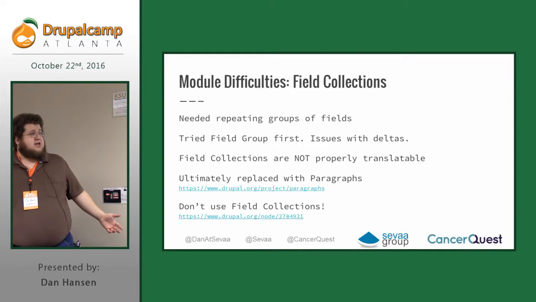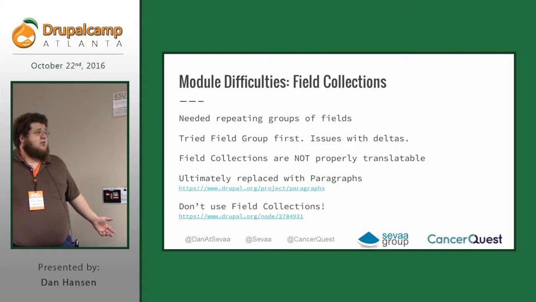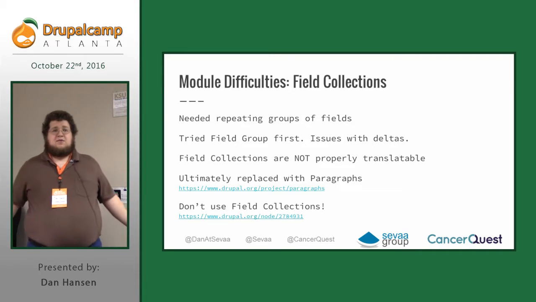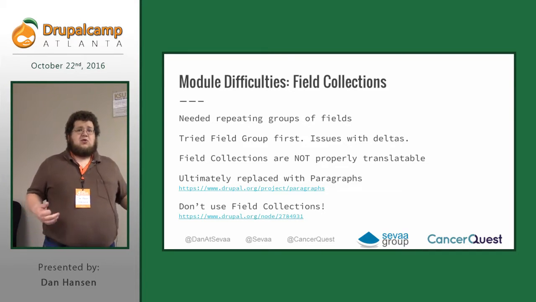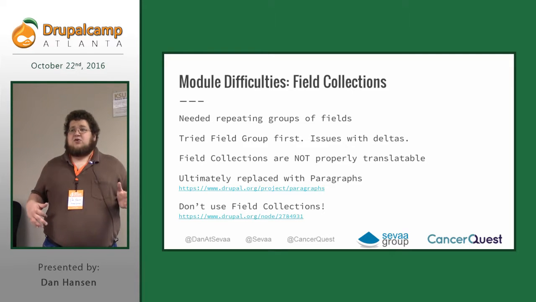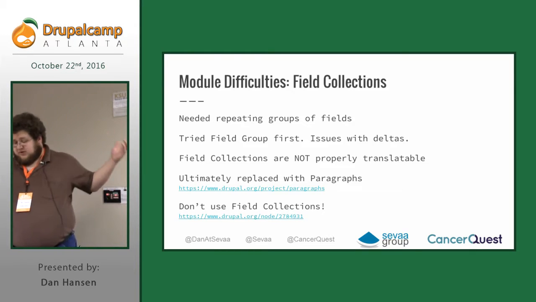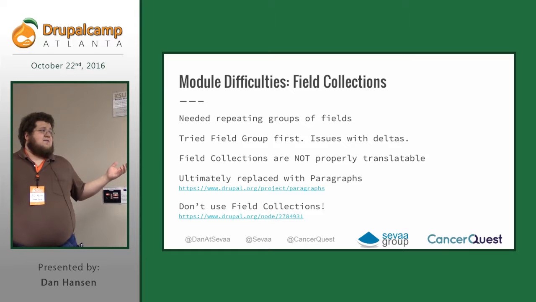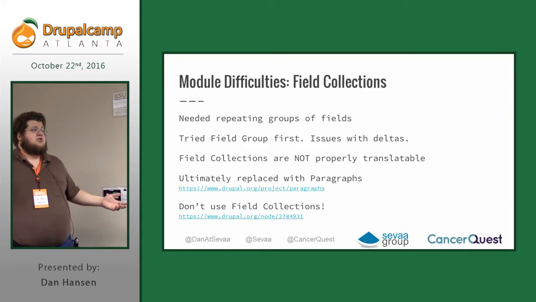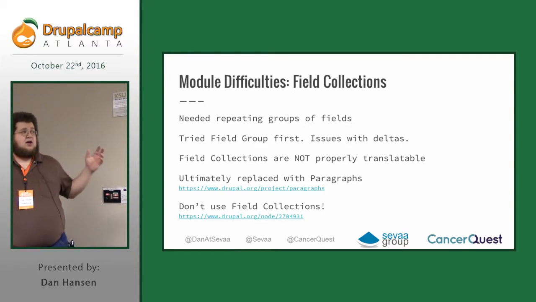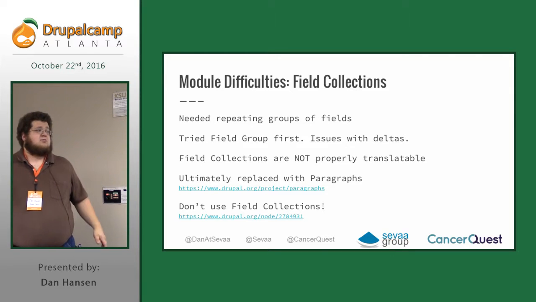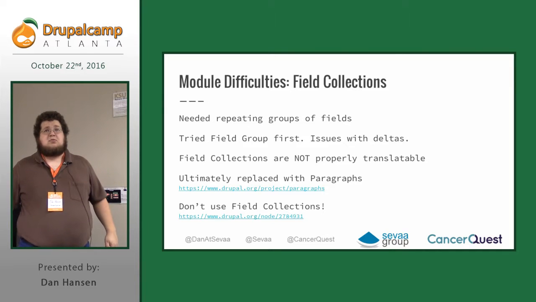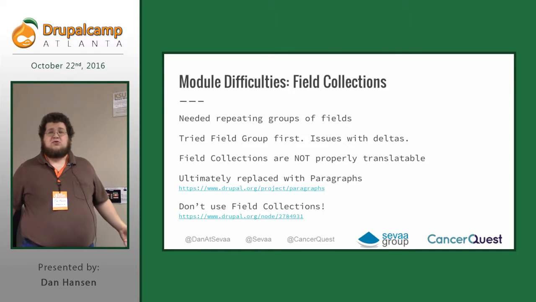We basically just needed repeating groups of fields. We tried field group first, but if you've ever used field group, then you know that you can't have empty fields without a bunch of issues with the deltas not working correctly. So that was out. Field collections, we ultimately discovered, are not properly translatable. So if you're doing a multilingual site, field collections is not the way to go. We replaced it with paragraphs, which is probably the most robust solution out there.